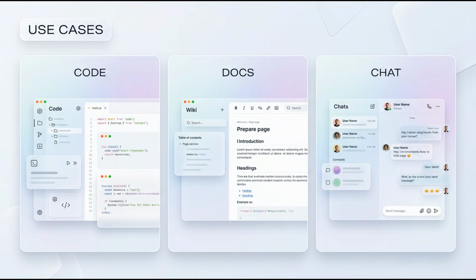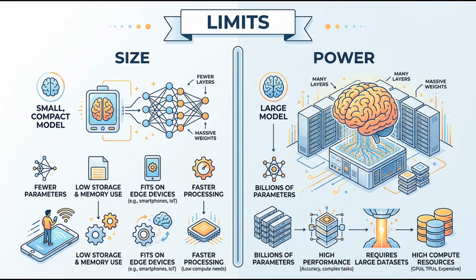Local AI is useful for private documents, coding assistance, internal tools, and offline environments. You can experiment freely without worrying about API costs or data sharing. Local models are smaller compared to large cloud models. They may be less powerful, but they are faster, private, and continuously improving.